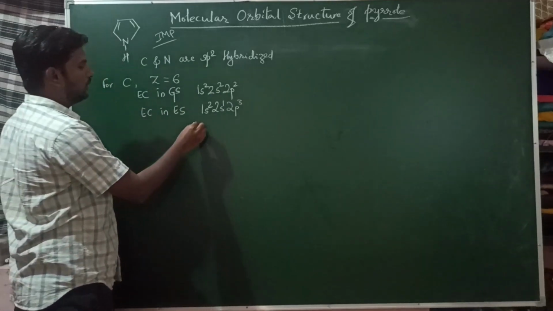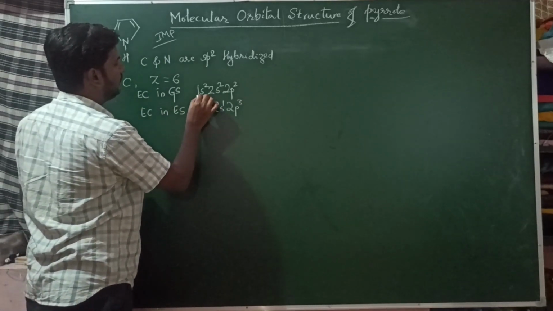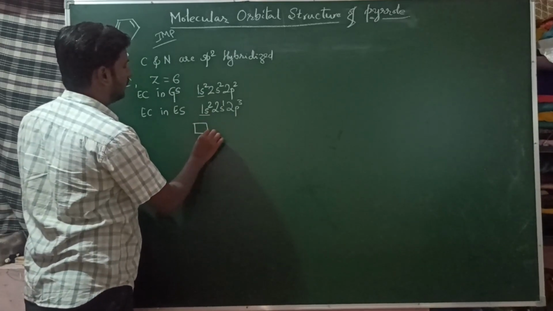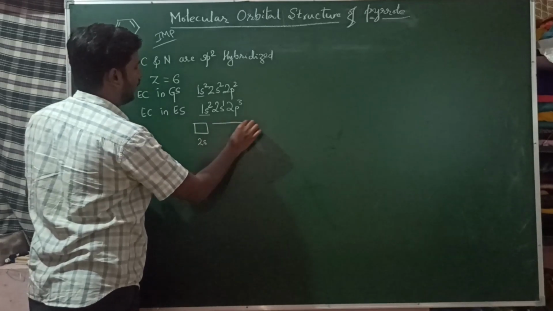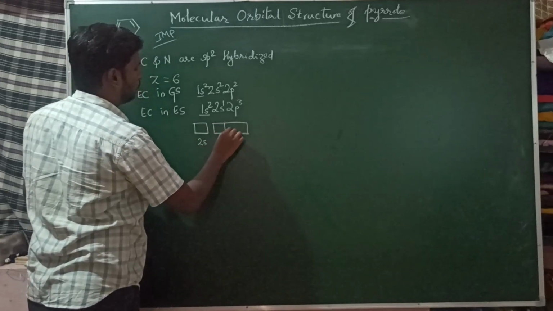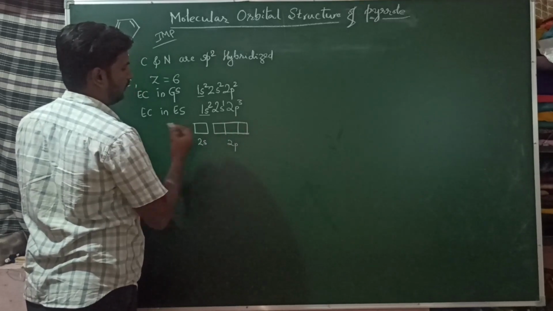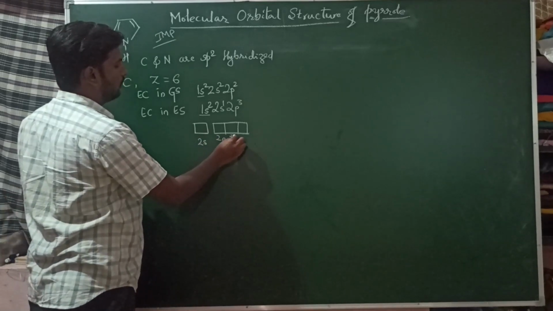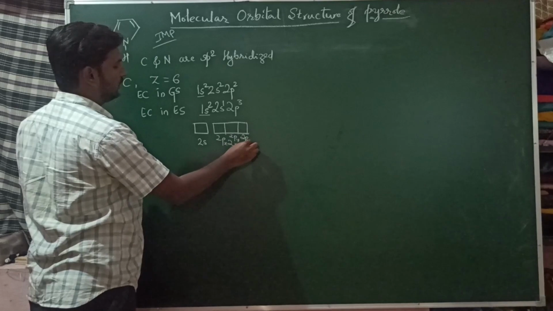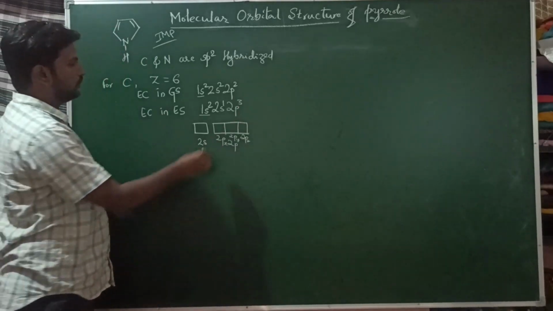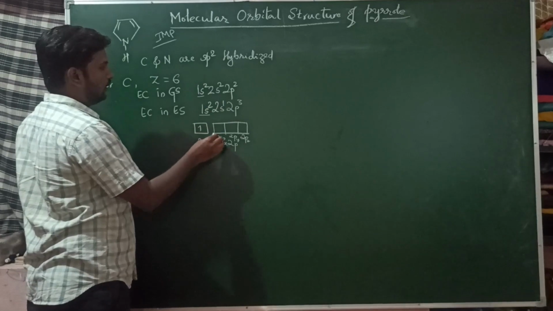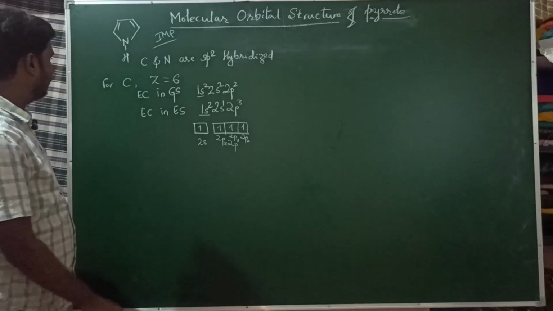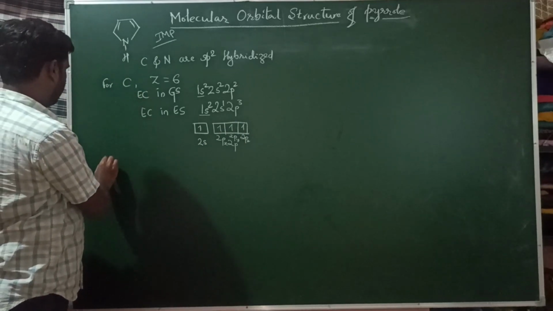If I put the boxes for these electrons, the inner orbitals do not involve in hybridization, so I am putting only the outer orbitals. This is the 2s orbital, and these three are the 2p orbitals: 2px, 2py, and 2pz. In 2s there is one electron, and in 2p3 one electron each.